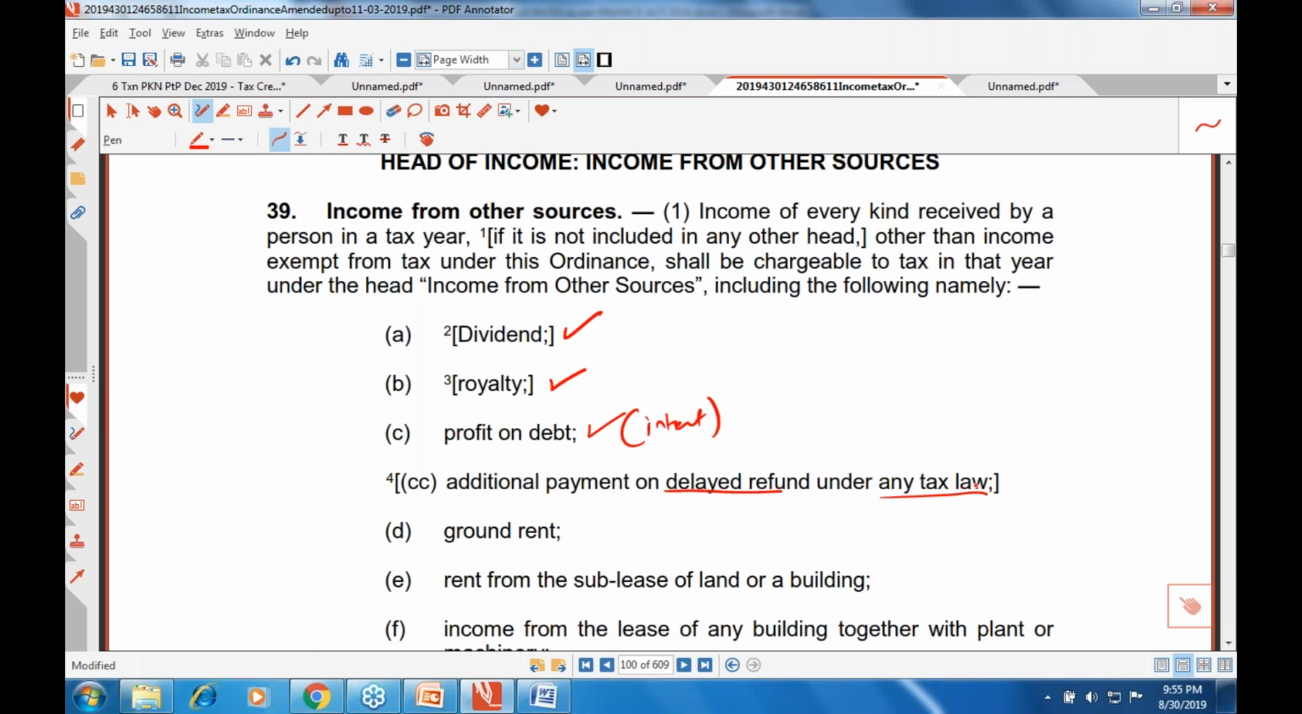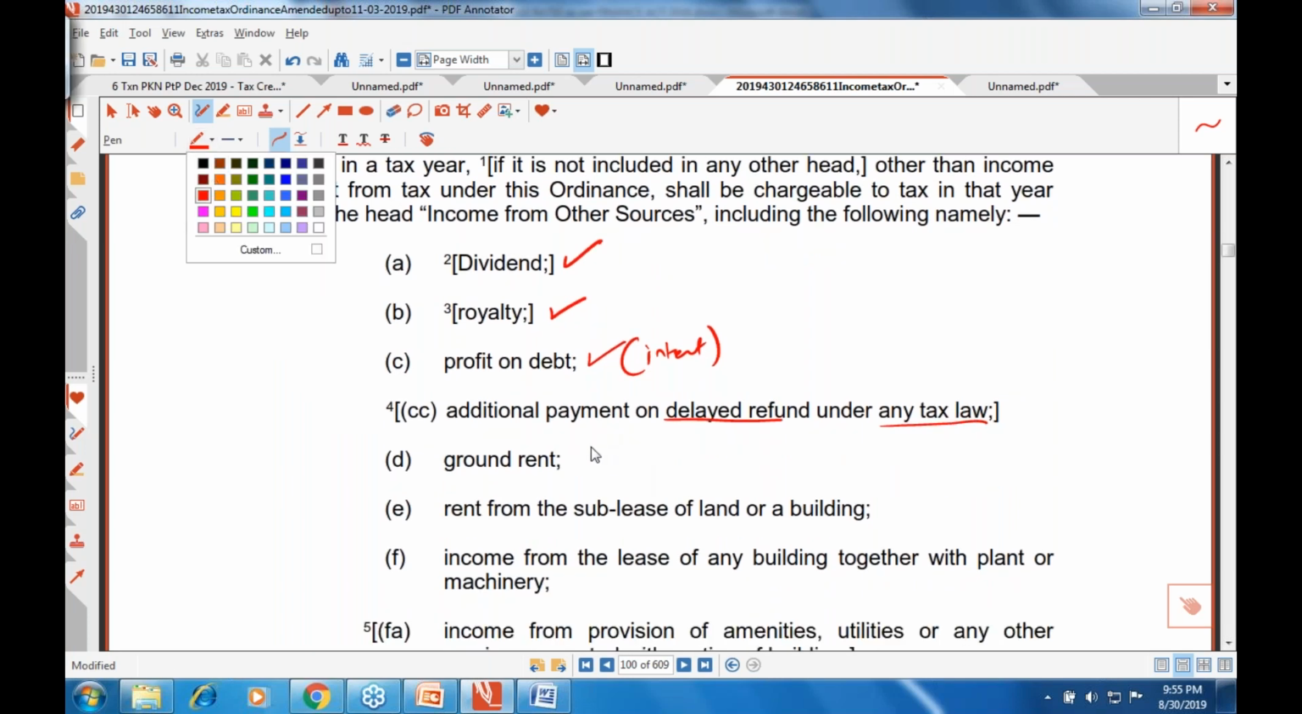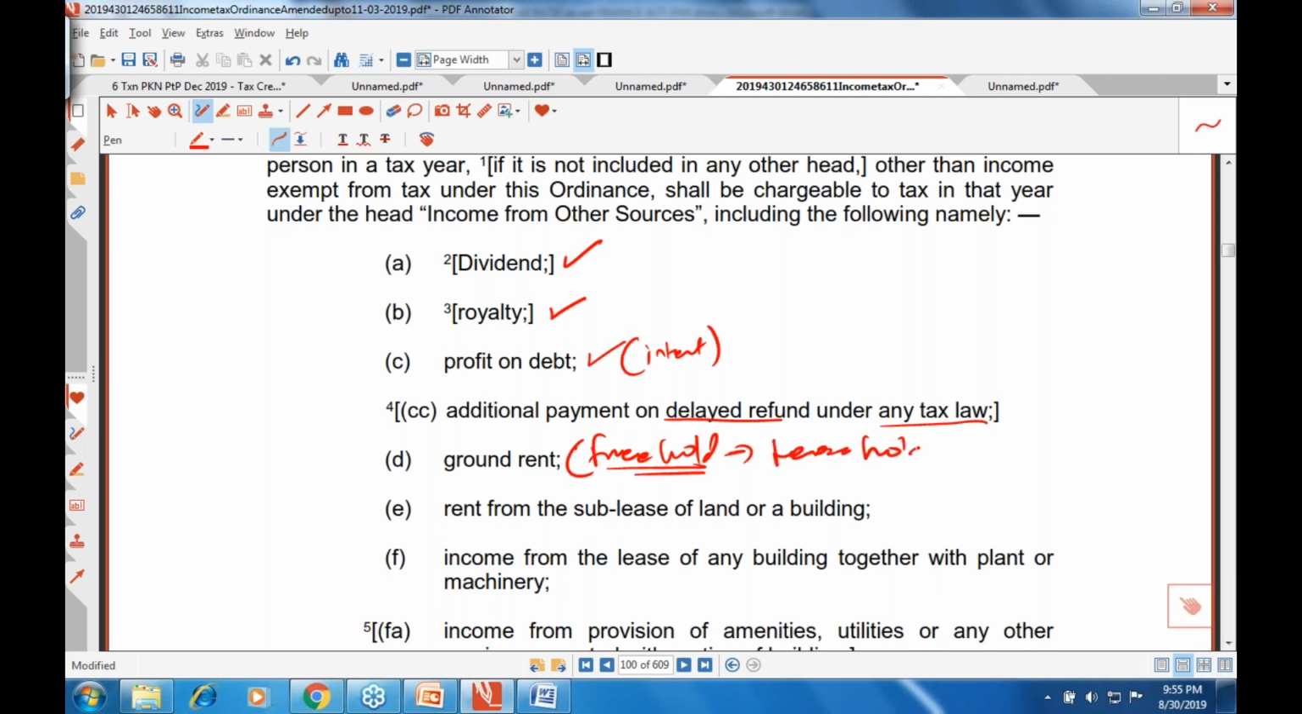Now let's move forward. Then the next is basically ground rent. A very important concept to understand about ground rent. I did mention ground rent when I was talking about the income from property yesterday. Now to elaborate further, try to understand. Usually there are lands which are freehold land, and if you are the holder of a freehold land and you have given somebody that land, the land becomes a leasehold land for that person. So basically, whatever rental is paid by a leasehold person to the freehold person, that is called a ground rent.